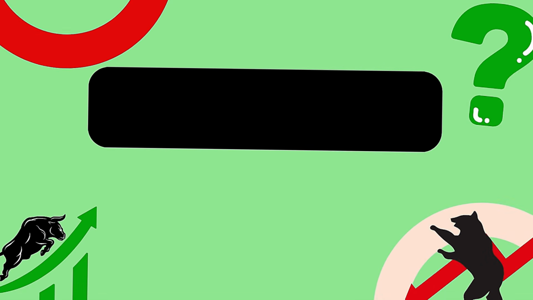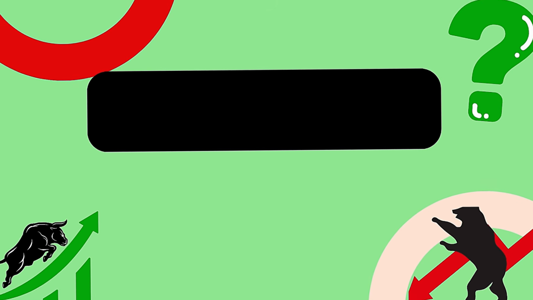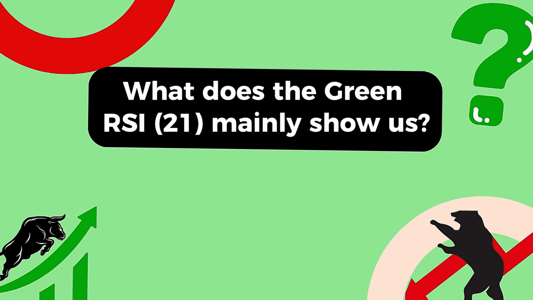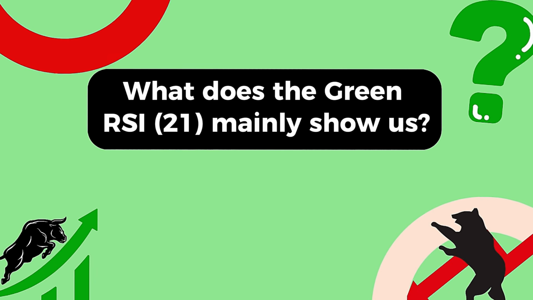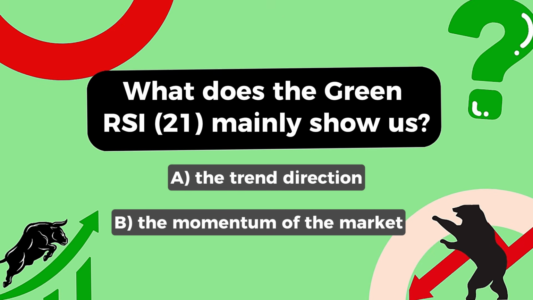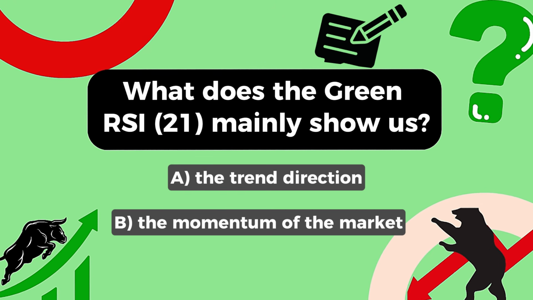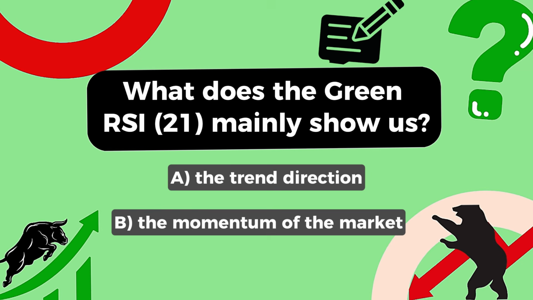Alright, before we finish, I have a quick question for you to check if you were really paying attention. What does the green RSI with the 21 period setting mainly show us? Is it A, the trend direction, or B, the momentum of the market? Write your answer in the comments below and let's see how many of you get it right.